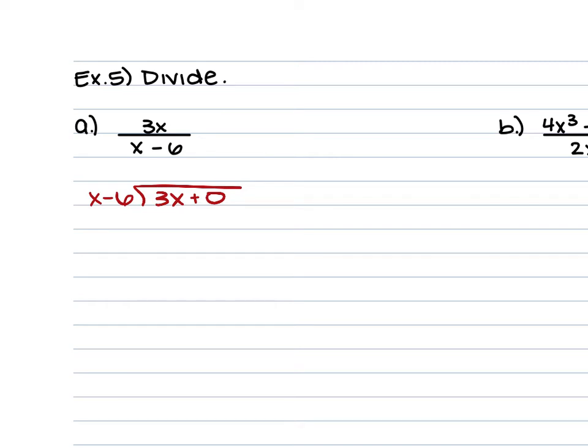From here, you want to ask yourself, x times what is 3x? Well, if we multiply it by 3, we get the 3x. We multiply the 3 by the negative 6, we get negative 18. And then we subtract these or add the opposite. So this gives us an 18 left over. The x does not go into 18 at all. You cannot multiply it by anything in order to get 18. So we have this solution of 3 plus 18 over x minus 6.